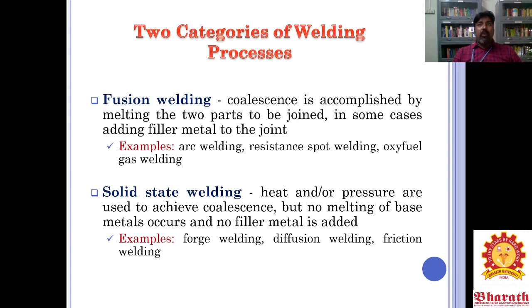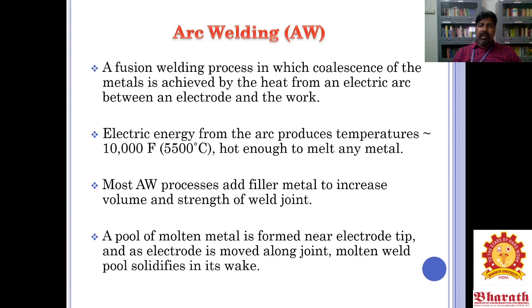Then come to the homogeneous welding. The homogeneous process is one in which the filler metal is added and is of the same type as the parent metal. So that is called a homogeneous process. Then what is heterogeneous? The heterogeneous process is one in which the filler metal is of a different type from the parent metal. So that is called a heterogeneous process. Examples are brazing and soldering. So these are all the important things about the classifications of the welding process.